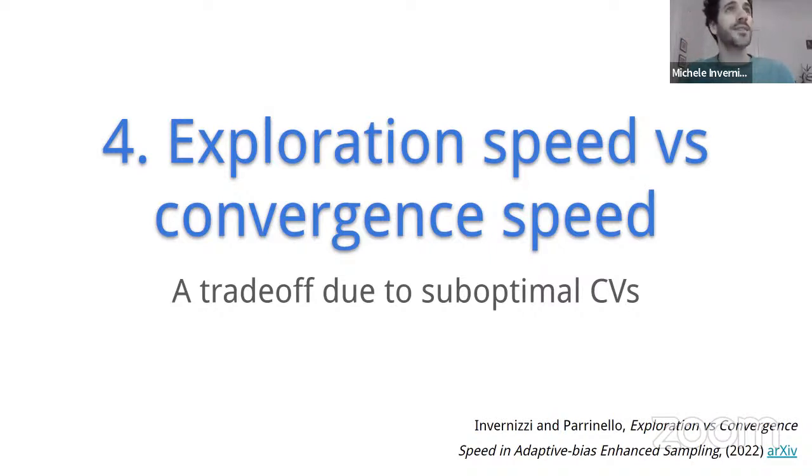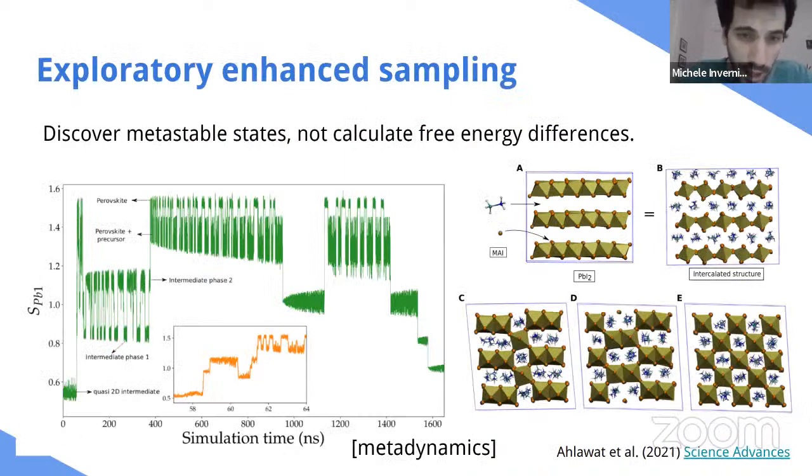Now, one thing that we realized is that quickly converging is not always the best thing to do. And in fact, there is a trade-off between your exploration speed and your convergence speed. And this trade-off is due to, again, suboptimal collective variables. I'll explain this with an example.